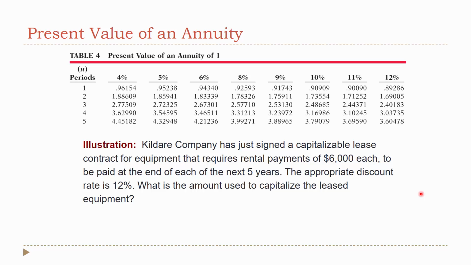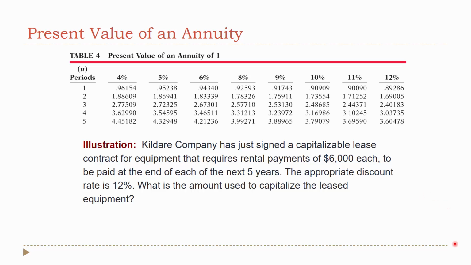Here's another example, and this is actually how we do capitalizing leases. Kildare Company has just signed a capitalizable lease contract for equipment that requires rental payments of $6,000 each to be paid at the end of each of the next 5 years. The appropriate discount rate is 12%. Okay, so we are going to be making future payments. We have to figure out what is that total cost of that equipment right now, because we have to put that asset into our accounting records.